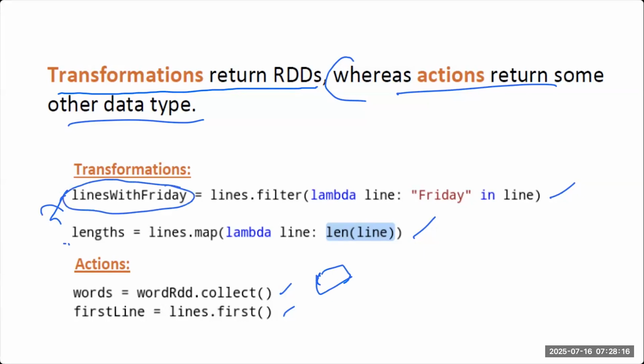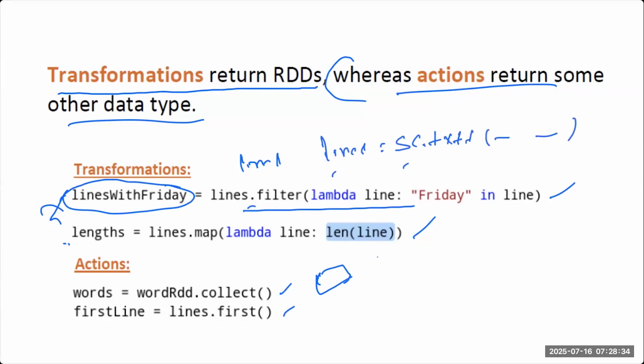Let's suppose I have a line in which we have written sc.textFile, and there I have given the path. So this is one RDD. When I'm doing the filter on this, it is also returning one RDD. In a transformation, we return an RDD. In an action, we return a data type, some other data type, meaning some response.